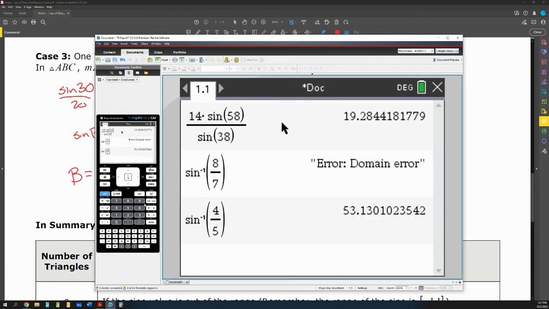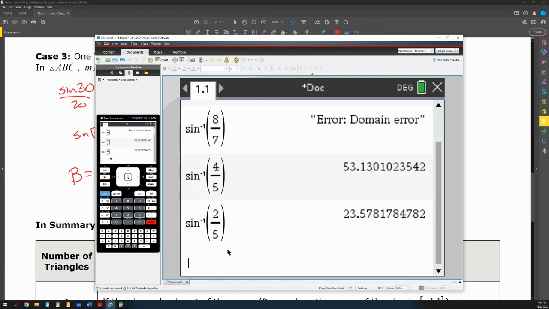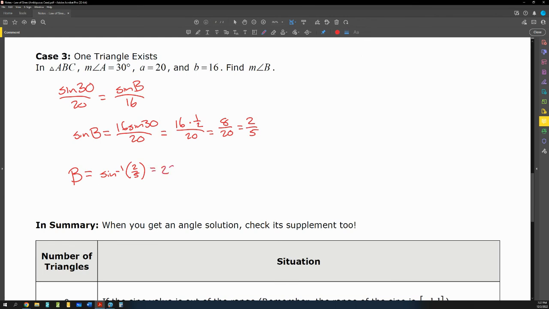So let's plug this into our calculator. Inverse sine of 2/5. And we get 23.578. Okay, so this is one answer where angle A is 30, B is 23.578. Okay, this would imply then that the measure of angle C, not that we need this, would be equal to about 126.422 degrees.